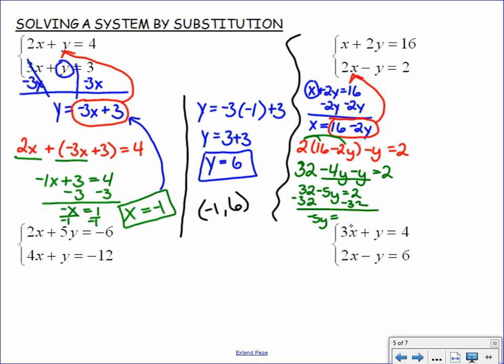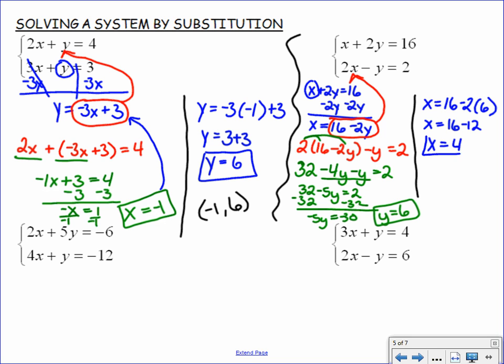Negative 5y is equal to negative 30. Divide both sides by negative 5, we find that y is equal to 6. Now that I know what y is equal to, I can plug that back in to find x. So x is equal to 16 minus 2 times our y value of 6. So x equals 16 minus 12. X is equal to 4.